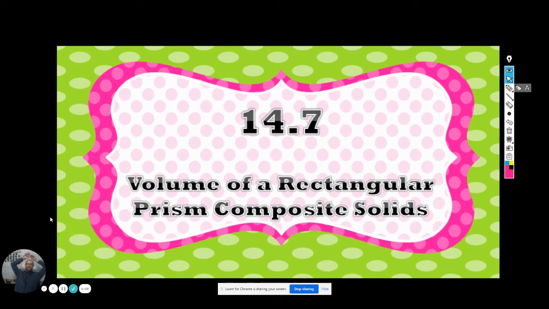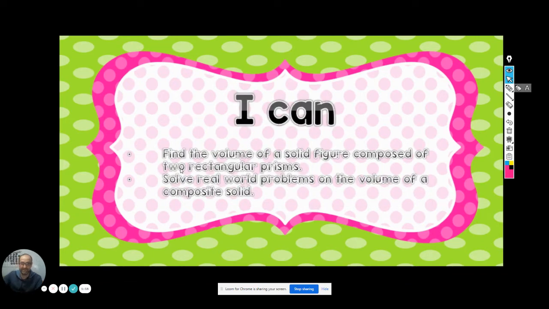Okay, this is going to be the same thing. Find the volume of this prism, and then find the volume of the prism sitting right next to it, and then add them together. You think you got it? Good, I can just stop now and we're out of here. No? You want me to continue? Okay, it's my pleasure. But I told you I taught the lesson already. Because I can find the volume of a solid figure composed of 2 rectangular prisms.